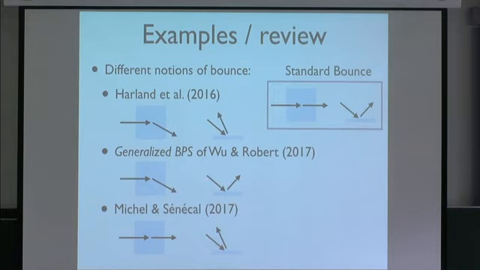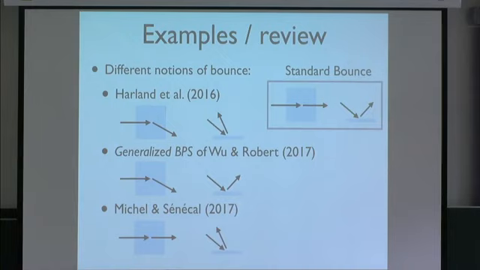Then there's this work by Wu and Robert on generalized BPS, where the angle is still Newtonian, but the direction, when you look from above, is randomized. Okay, the motivation being, so I'll talk about the motivation later. And then the last one is the other way around, where you keep the same direction if you look from above, and you randomize the angle of attack after exiting.